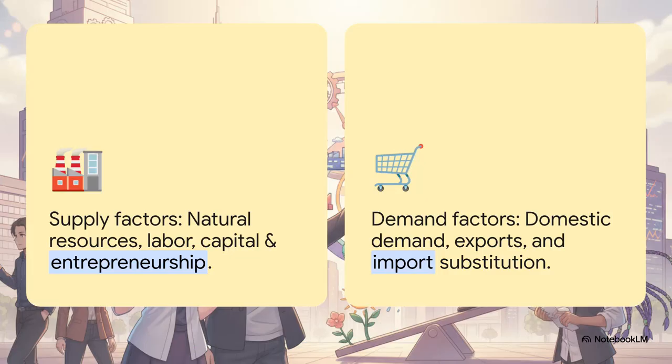Section 5. The engines of growth, fueling the coaster. To wrap things up, real sustained growth requires a perfect marriage between supply and demand. On the supply side, you need the raw fuel, right? The quantity and quality of natural resources, a healthy, growing labor force, deepening capital, and vibrant entrepreneurship. But here's the catch. All that supply is completely useless without the spark of demand. You absolutely need robust domestic spending, a real appetite for your exports abroad, and effective import substitution strategies to protect your internal industries. It literally takes both engines firing together to truly propel the economy forward.